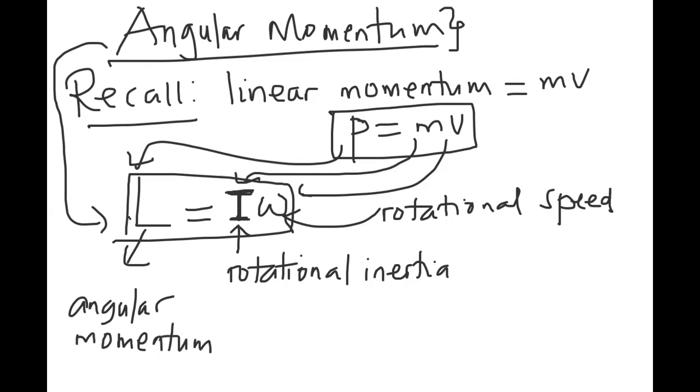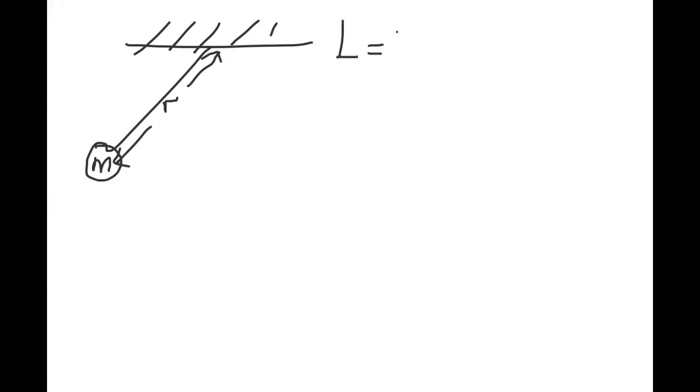Now let's think about the simple case of a pendulum. How would the angular momentum formula look for a simple pendulum? I'm thinking about the case where we have a mass located at a certain distance, a radius r. What would be the angular momentum of this kind of object?